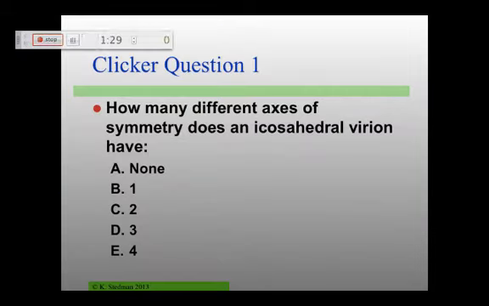Clicker question 1. How many different axes of symmetry does an icosahedral virion have? None, 1, 2, 3, or 4. Love these kinds of questions. Makes it really easy for me to come up with answers.